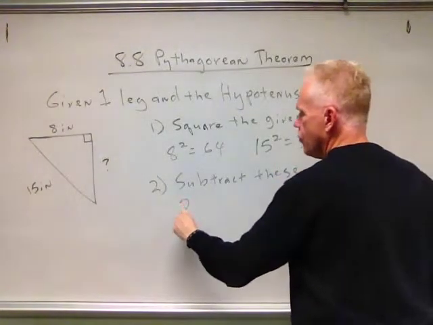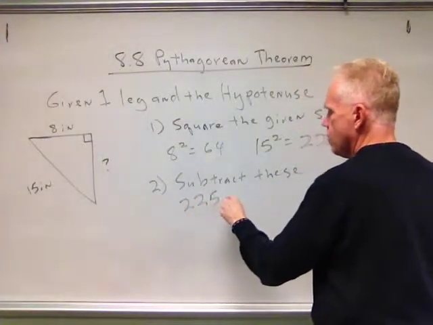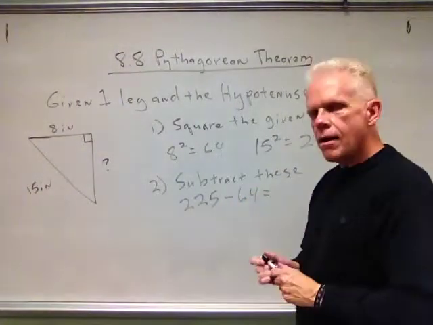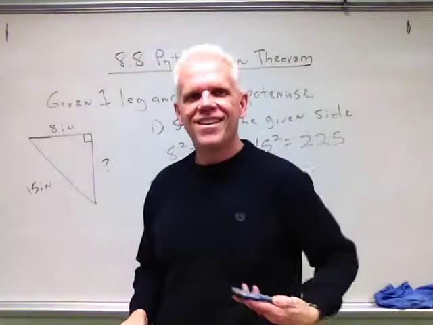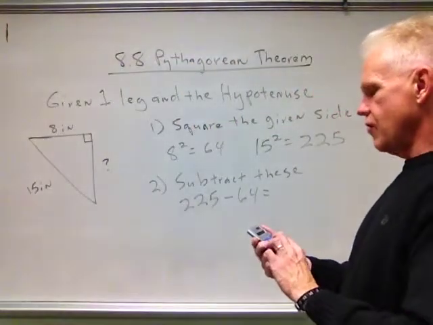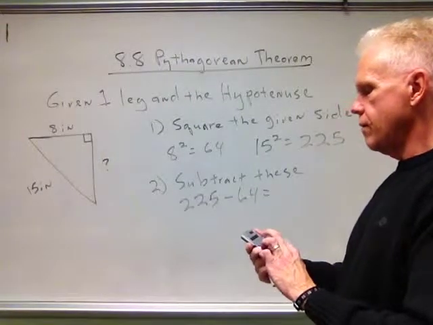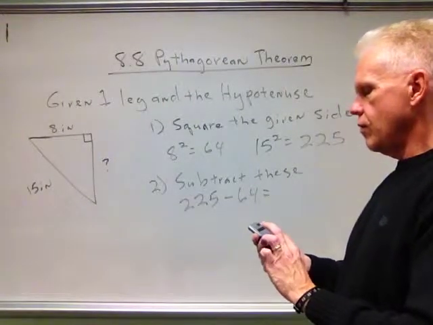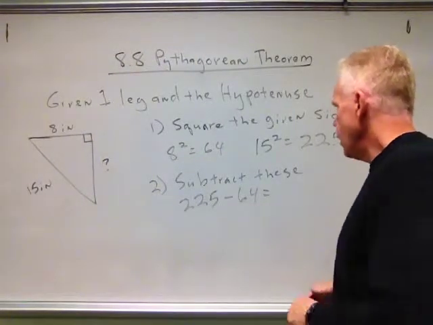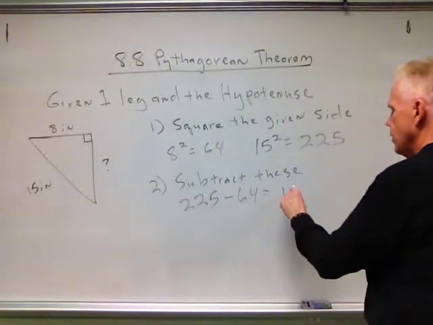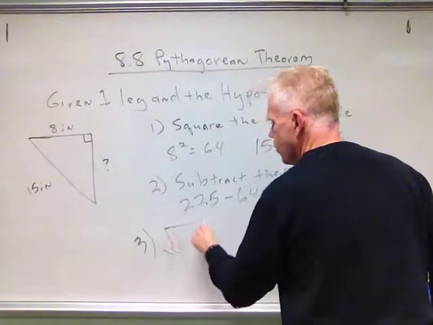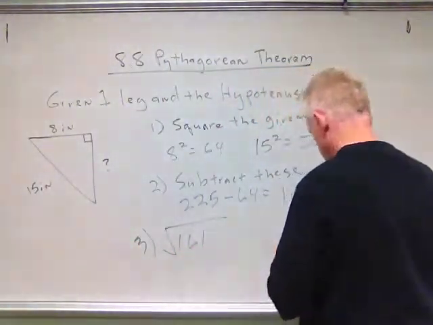So we'll be 225 minus 64. Now, I wonder what that is. I might have to pull out my handy-dandy calculator. All right, so 225 minus 64 equals 161. And then finally, my last step, take the square root of 161.